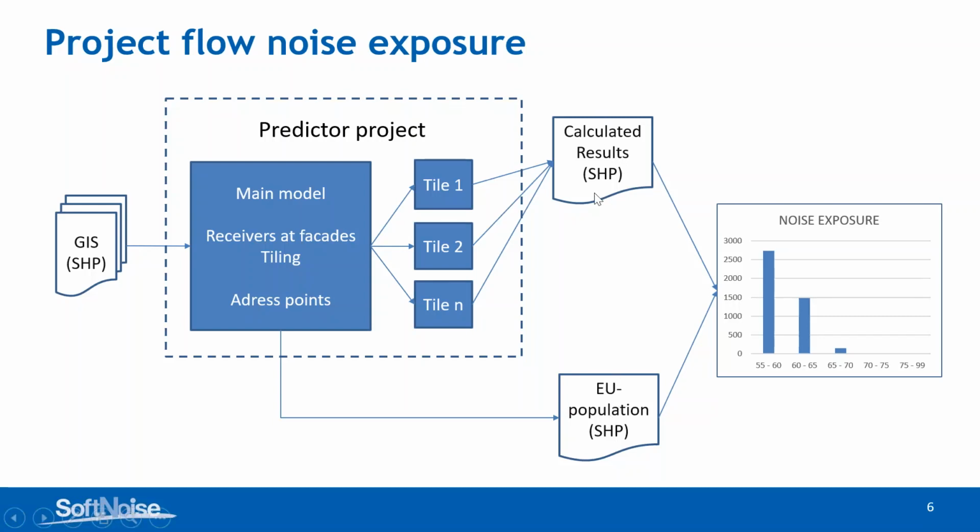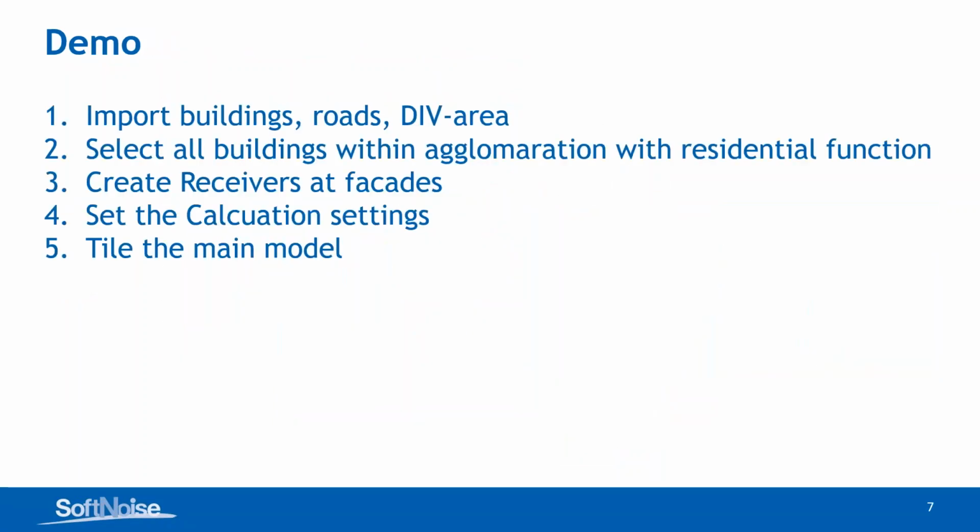And if you have these 2 files, you can calculate the noise exposure, for instance, in a GIS system, but you can also do it in Excel. Okay, so that's the overview I want to show you today. So now I will start a demonstration and I will show you how to import buildings, roads, and a diff area, because you also have to know the boundaries of the agglomeration where you have to do your noise mapping.